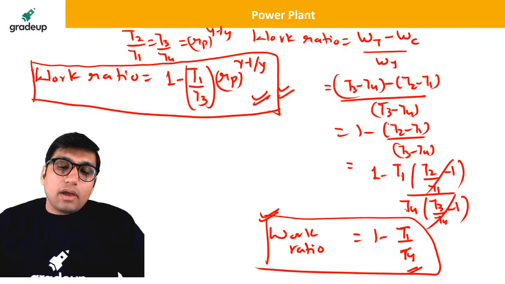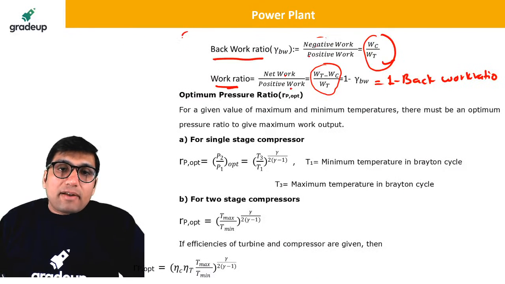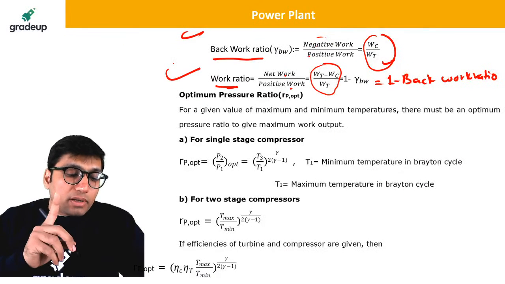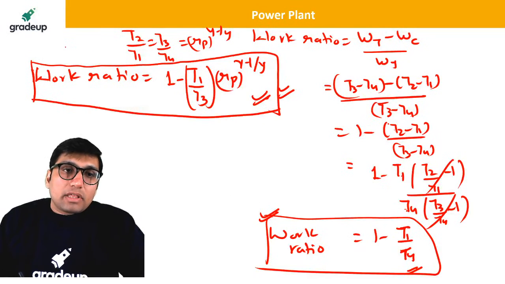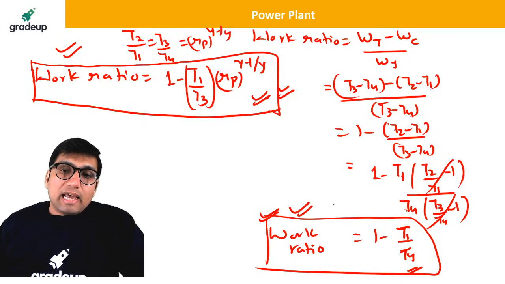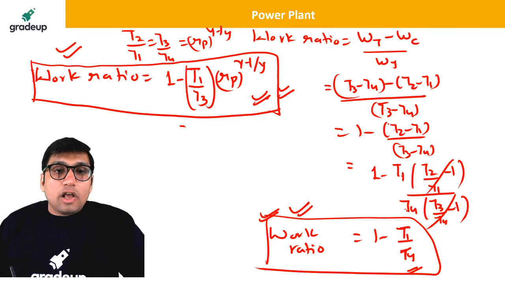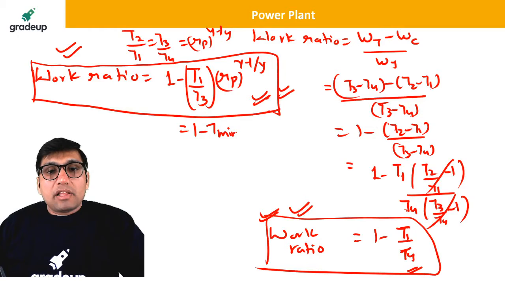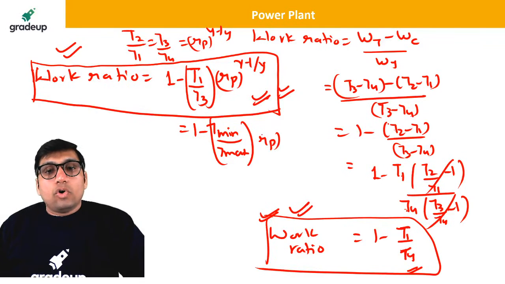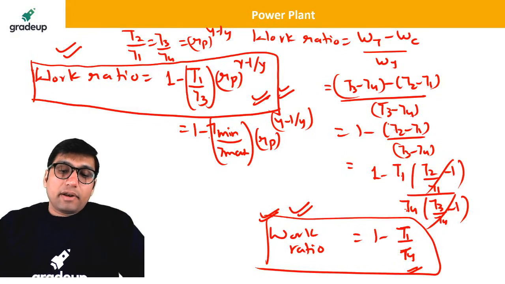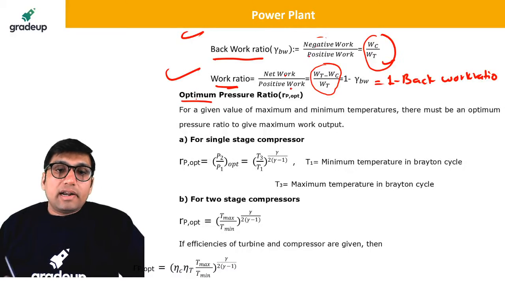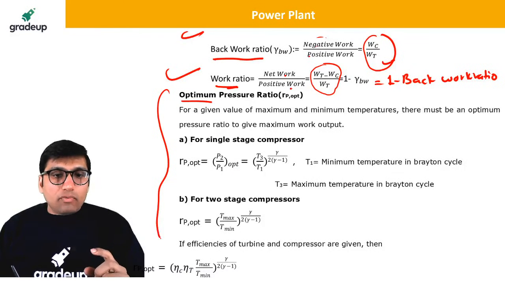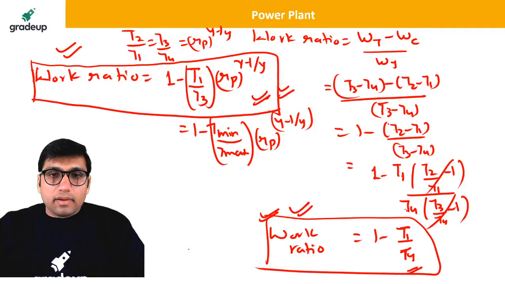Is it clear? Okay. So that is the formula for back ratio and back work ratio. If the exam question comes, then you have to remember this formula for work ratio. Okay, it can be written as 1 minus T1 by T4, or it can be written as 1 minus T1 by T3, or it is equal to 1 minus minimum temperature by maximum temperature times pressure ratio to the power gamma minus 1 by gamma. This is the formula for work ratio. Clear everyone? Let's see the other parameter. I will tell you about this thing, don't worry.